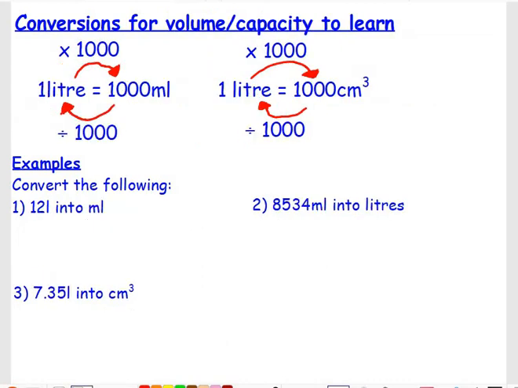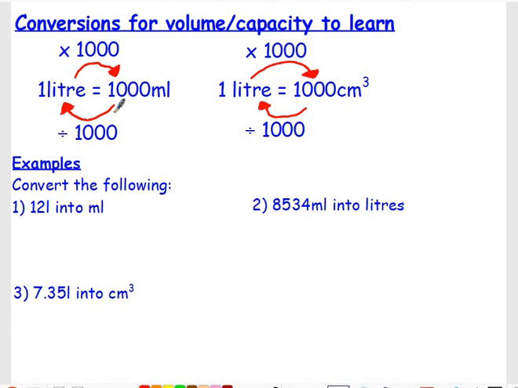Next one's then, moving on to conversions for volume or capacity. So 1 litre is the same as 1,000 millilitres. So to get from litres to millilitres, we times by 1,000. To get from millilitres back to litres, we divide by 1,000. And then this is another one you need to know. 1 litre is also the same as 1,000 centimetres cubed.